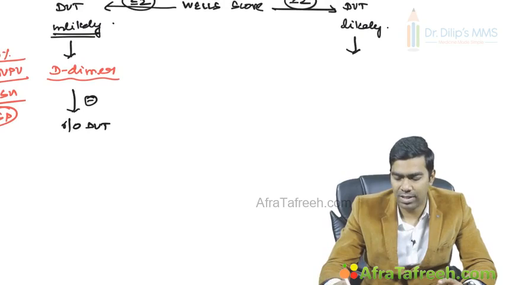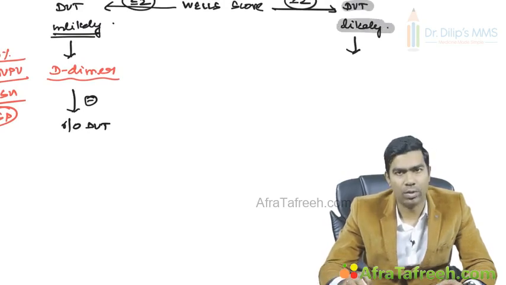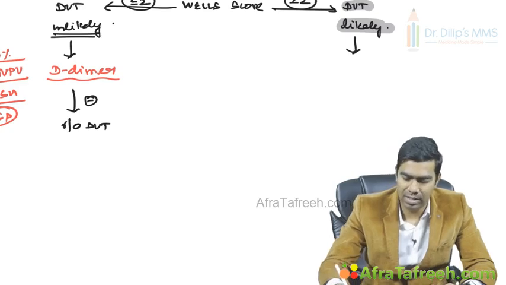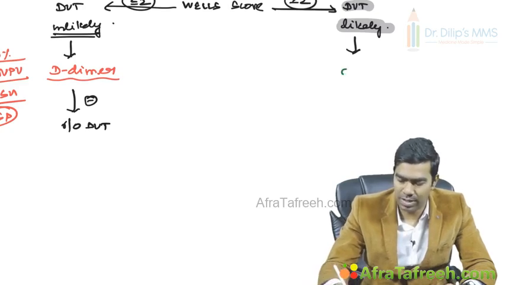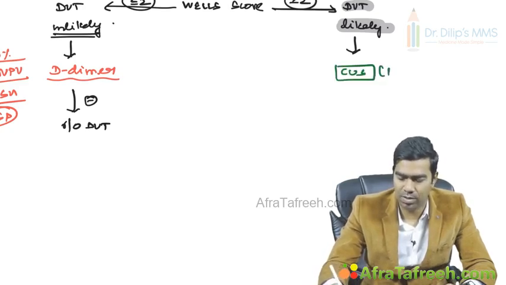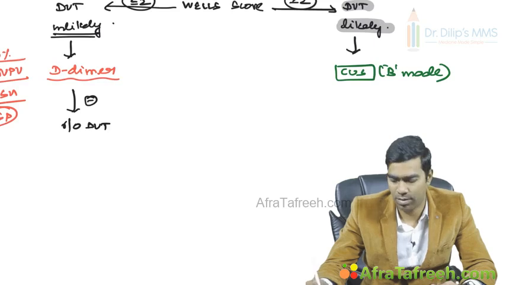So if the DVT is likely, what will you be doing? If the DVT is likely, then I will go for an investigation called a compression ultrasound. It can also be called a B-mode compression ultrasound. I'll tell you what you're going to look for here.